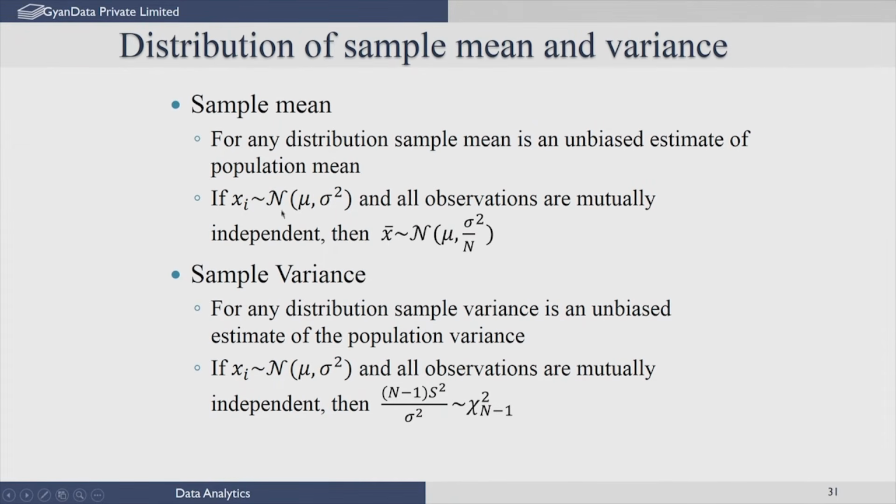that x bar is also normally distributed with the same population mean mu, which means the expected value of x bar is mu as I told you before, and the variance of x bar however is sigma squared by n. So, the variance of x bar is actually lower than the variance of the individual observations.